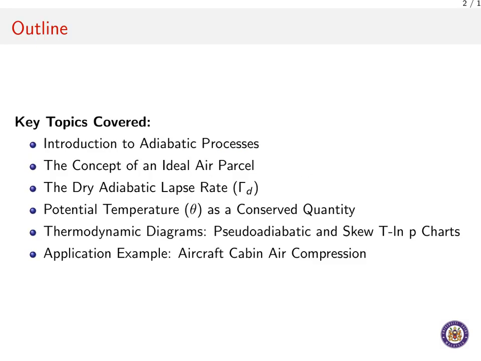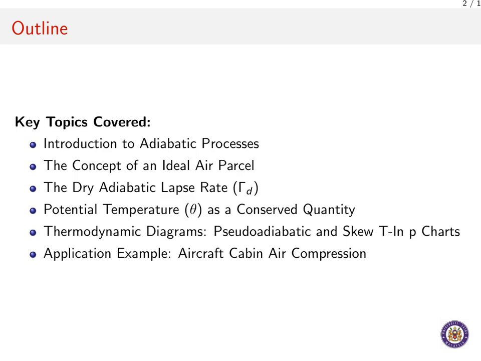The outline of this video is as follows. We will discuss several key concepts related to how air behaves as it moves vertically in our atmosphere. We will start with an introduction to adiabatic processes, which are changes that occur without any heat being added or removed from a system. Then we will define what we mean by an ideal air parcel, a concept we use all the time to simplify our analysis.